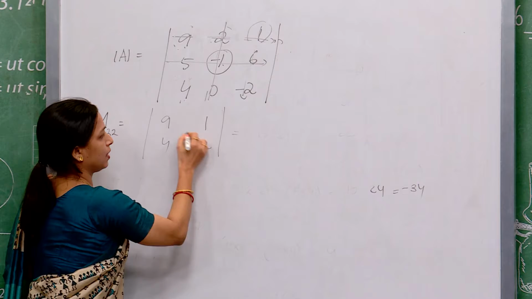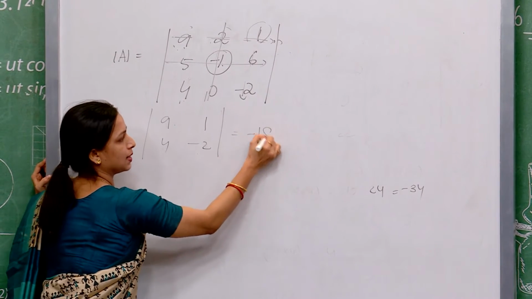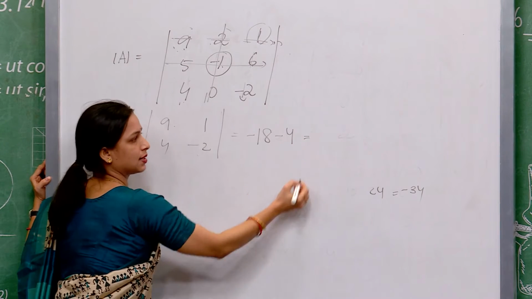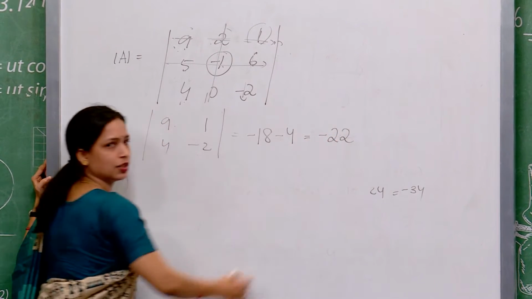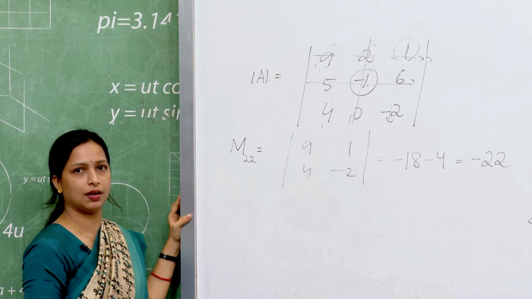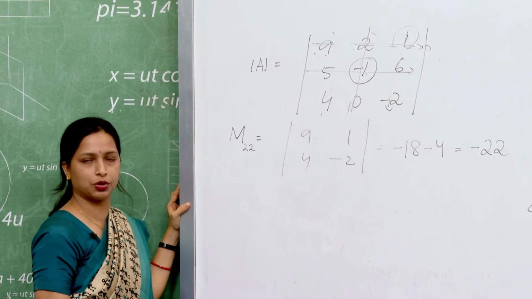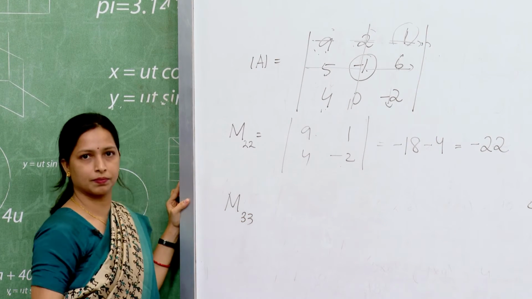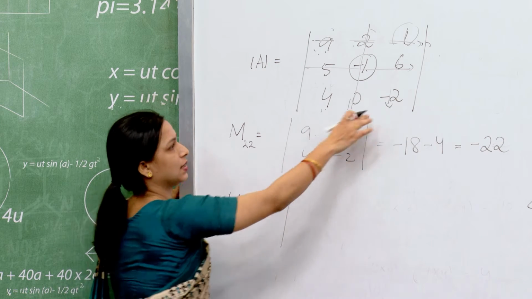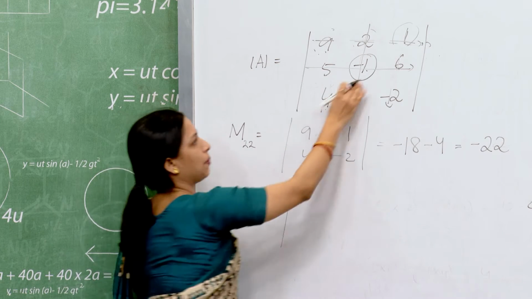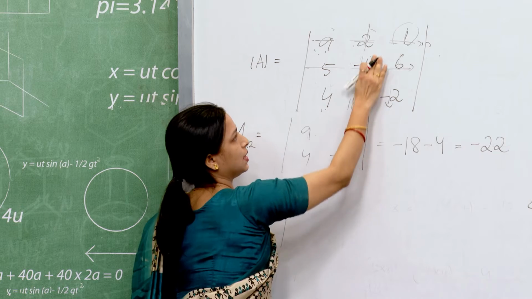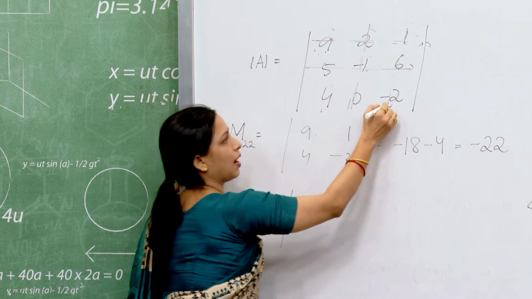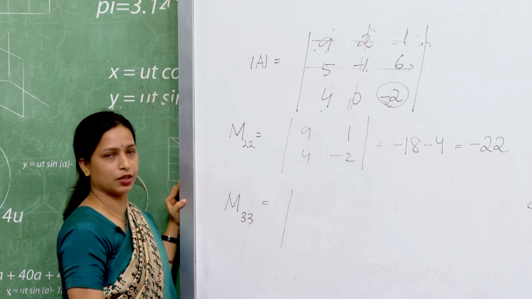Again now I cross multiply. So, 9 into minus 2 minus 18, minus 1 into 4 minus 4. What is the answer? Minus 22, right. So, this is the minor of A22, right. Similarly, let us say M33, right. M33 means third row, third column, that means where is the element? The last element, isn't it? In an order 3, the last element is A33. So, you have to find out the minor of here, minus 2.